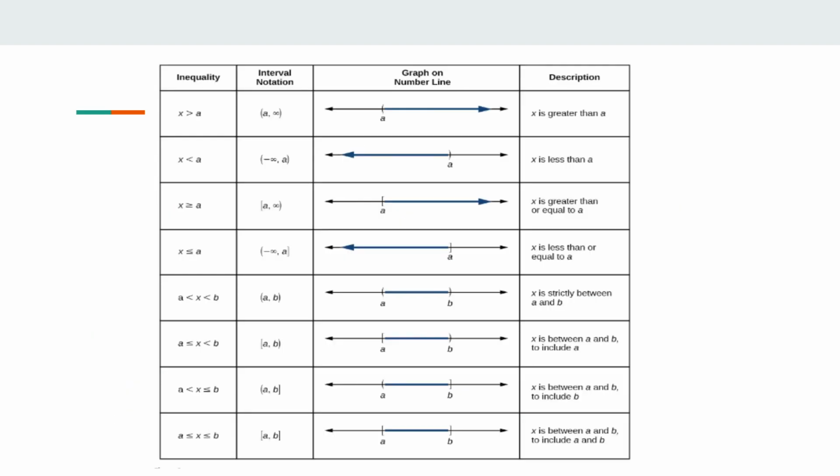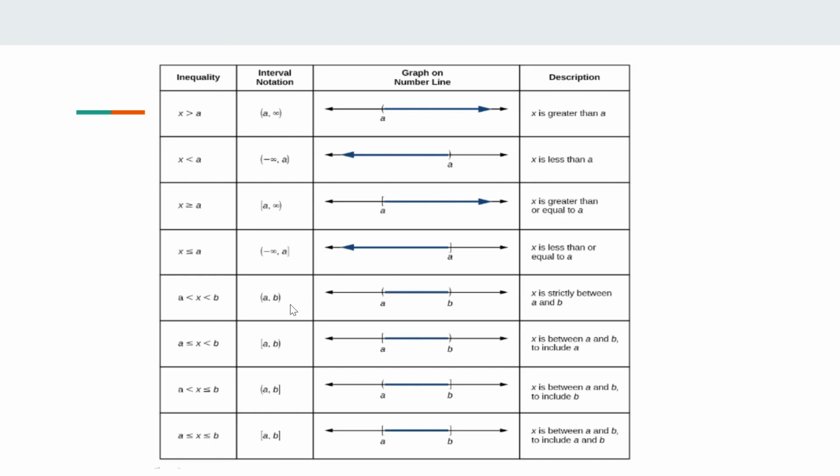Here's a cheat sheet to keep in mind. For x greater than a, not including a, we use a parenthesis, and it goes on to positive infinity, because as long as it's greater than a, it's okay. Same thing here, it goes to negative infinity, not including a, so we're using parentheses. For x greater than or equal to a, we have to use a bracket because now a is included as an option, and it still goes on to positive infinity. Same thing here, it goes to negative infinity, and we use a bracket instead of parentheses.